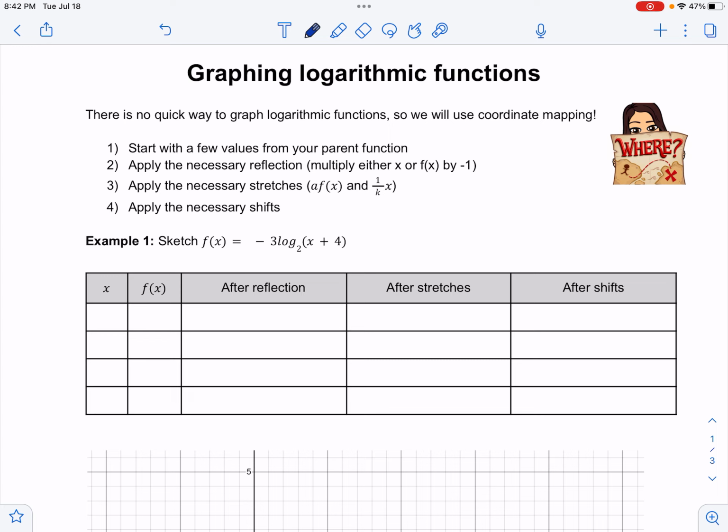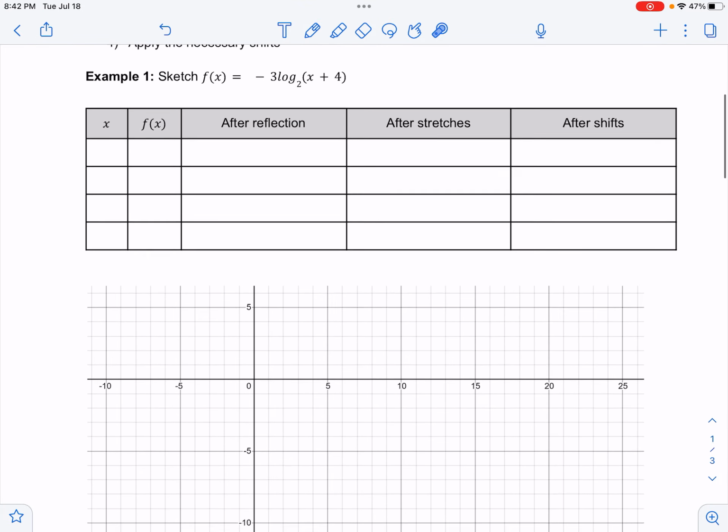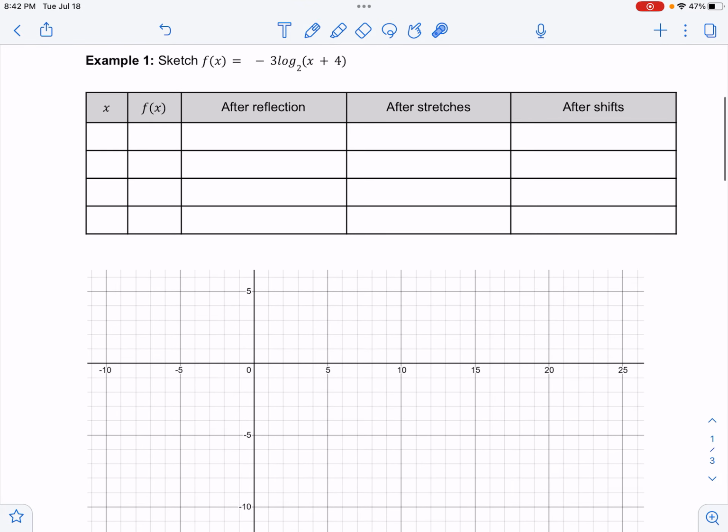Essentially what we do with coordinate mapping is we start with a few values from our parent function. Then we apply the necessary reflection, stretches, and then shifts in order to figure out where our function lands at the end of the day. And then we're going to use those points to plot on a graph so that we have an idea of what our transformed function looks like. In both of these examples, I'm going to graph the original parent function, and then I'll also graph the transformed function so we can take a look at what it looks like.